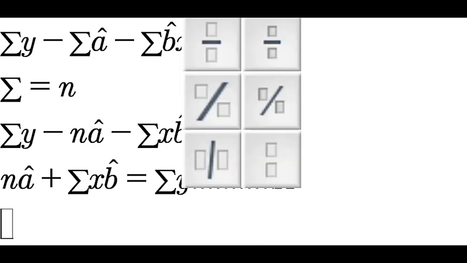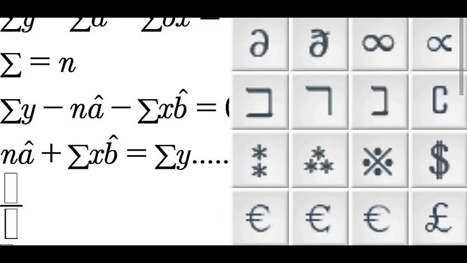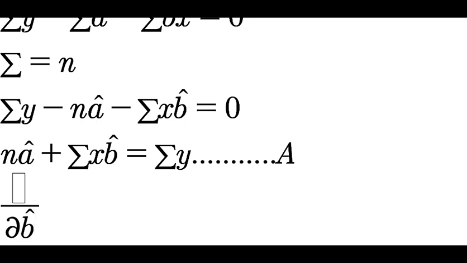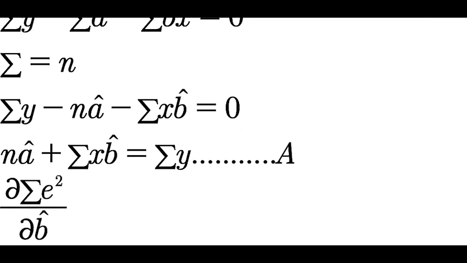b hat. So now we differentiate again to have the partial derivative of summation e squared with respect to b hat, which will give us the result: minus 2 summation x. Sorry, I made a mistake here.